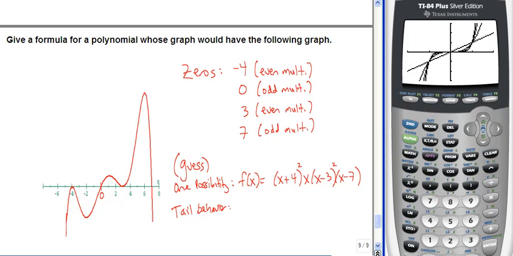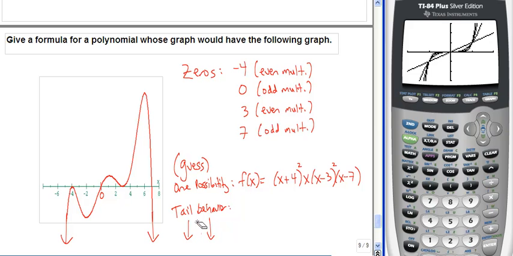It goes down on the left and it goes down on the right. So we want our tail behavior to be down, down. What kind of polynomials have tail behaviors that go down, down? They are polynomials of even power, but with a negative leading coefficient. If it was positive, then it would have been up, up. So what we want to make sure of is that we are generating the correct tail behavior with our guess right here. So let's look at what our power would be.